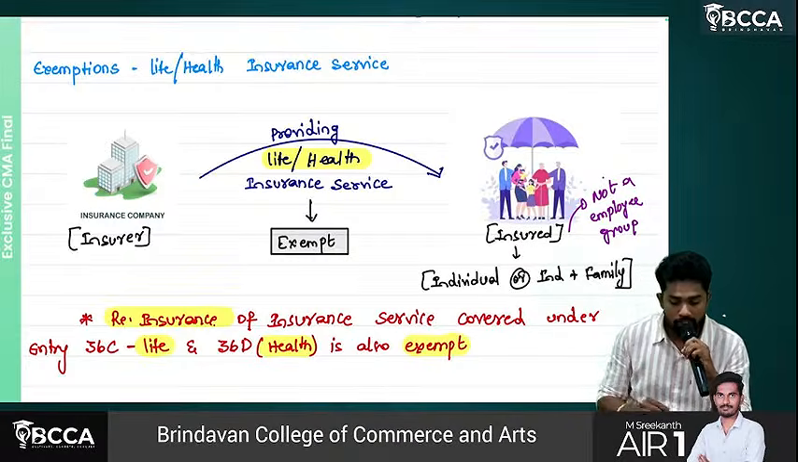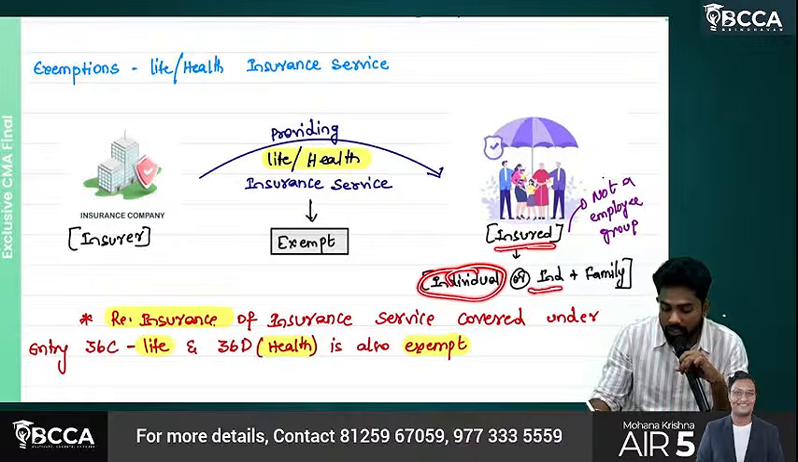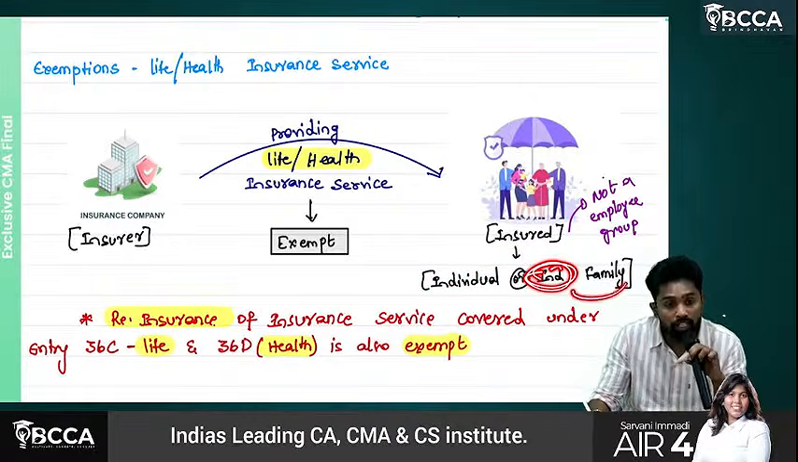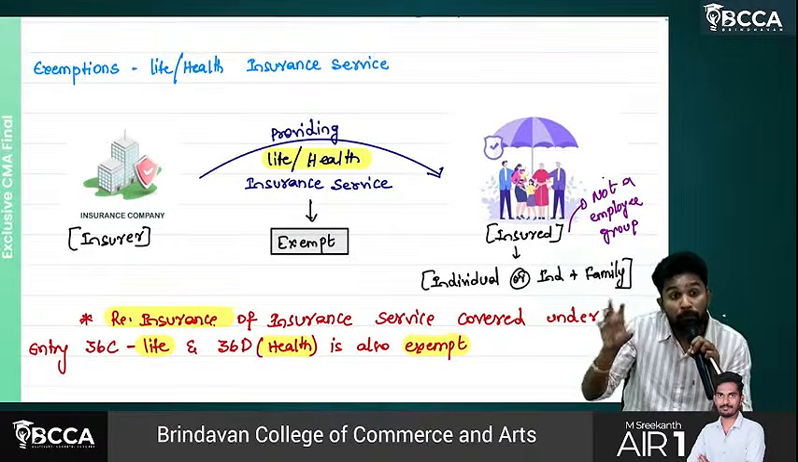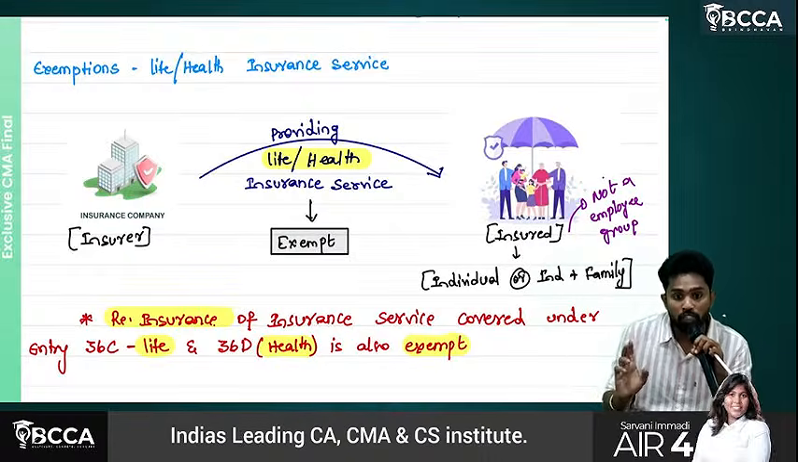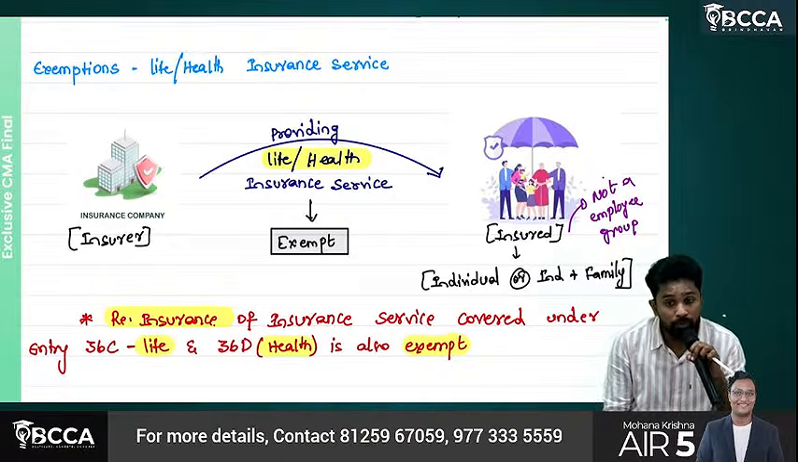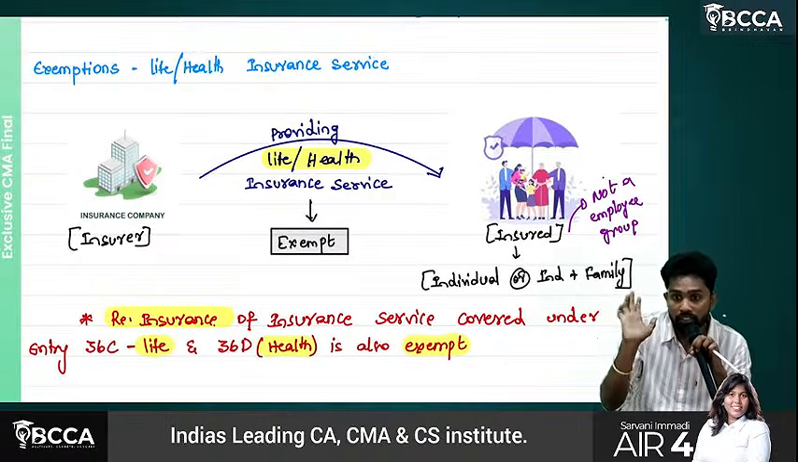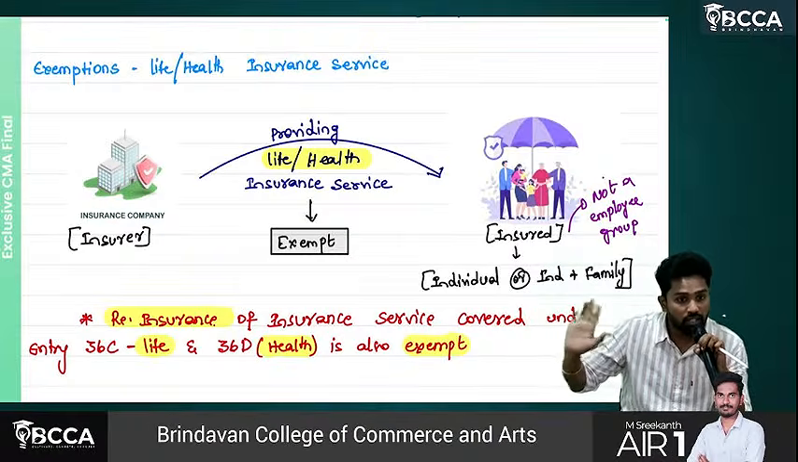Sir, when an insurance company provides life or health insurance, to whom does it provide? An insured being an individual: if life insurance or health insurance is provided to an individual, or to an individual and his family, then it is exempted. But where the employer is paying the health insurance premium or life insurance premium on behalf of employees, then the insurance company is not providing service to a particular individual. It is providing to a company or an employer for a group. Then in such cases it is not exempted.